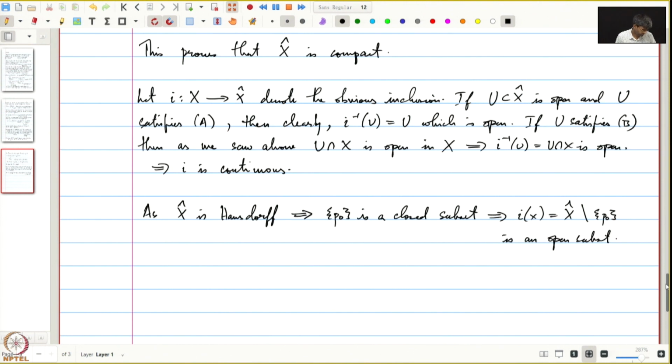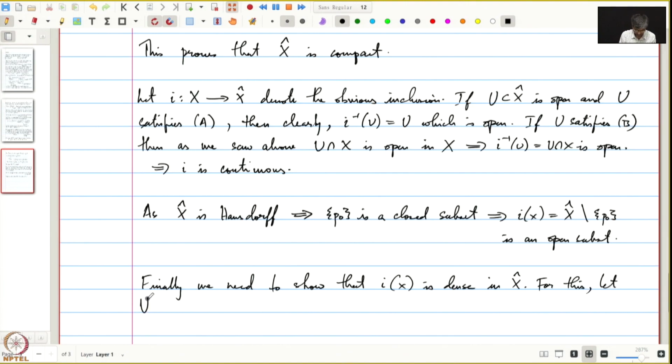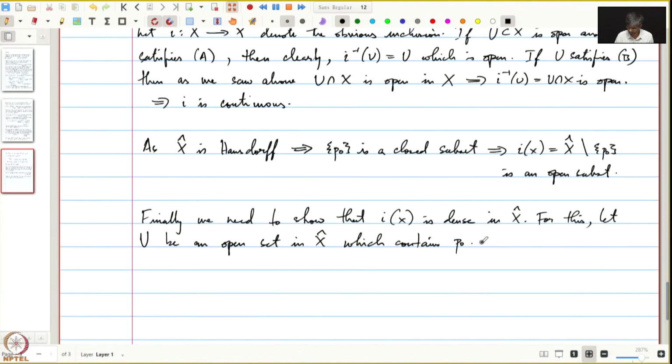And the last thing we need to show is that i of X is dense in X hat. So for this, let U be an open set in X hat which contains P naught. We need to show that U intersection X is non-empty.